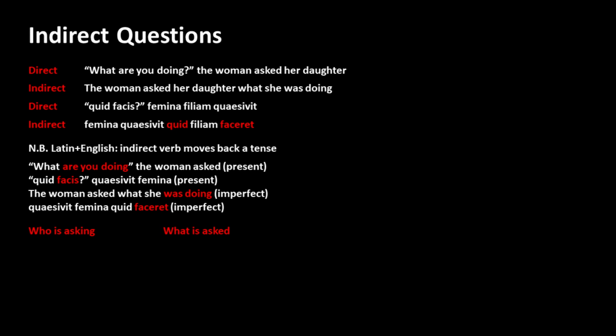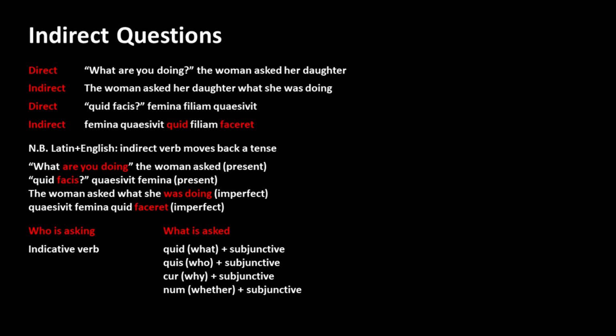We have the who is asking and the what is asked column. In the who is asking column, you always have an indicative verb. Well, perhaps not always, but for my purposes, always. In the right-hand column, you can have quid plus the subjunctive, that is, what plus the subjunctive. You can have quis plus the subjunctive, cur, num, that's an interesting one, ubi, when or where, utrum, whether, another interesting one. Indeed, you might say that you can express an indirect question with the subjunctive and any particle of questioning. But these are the main ones that you'll see. Let's then have a look at some examples on the right-hand side.